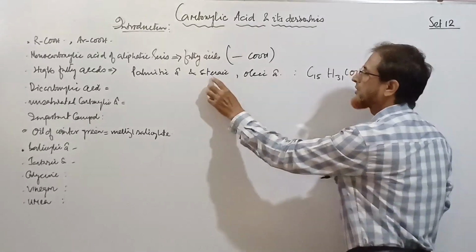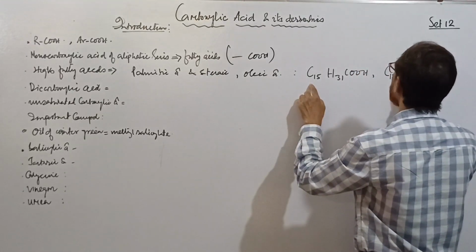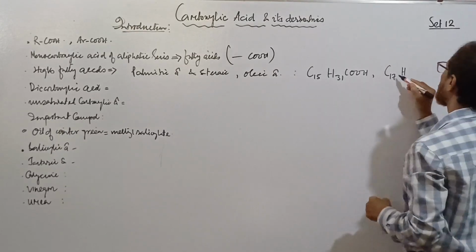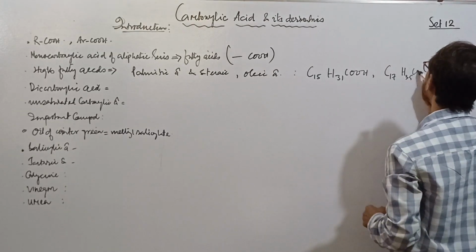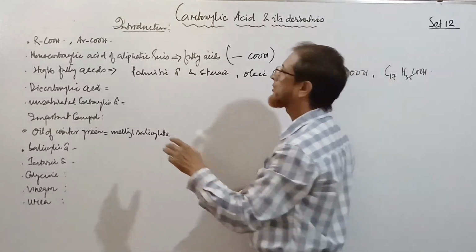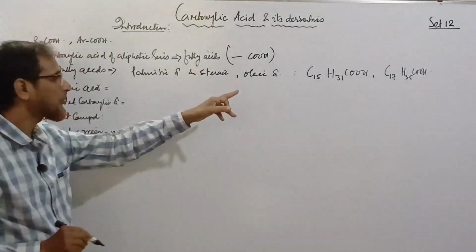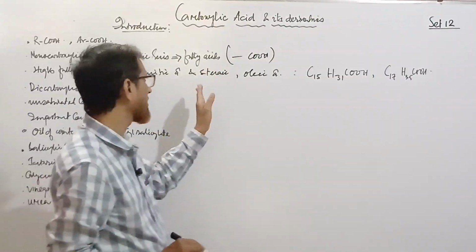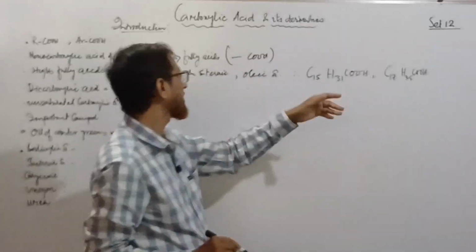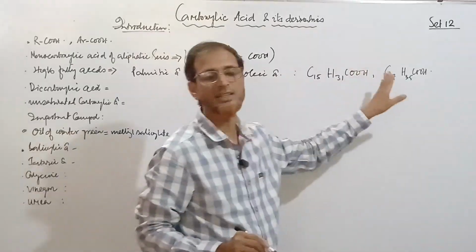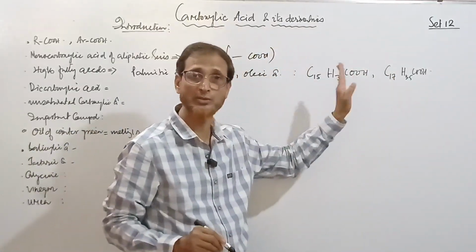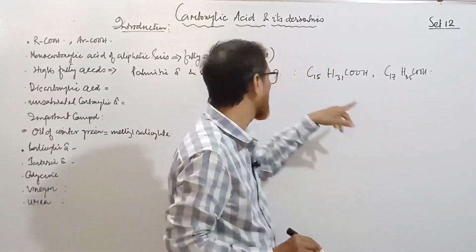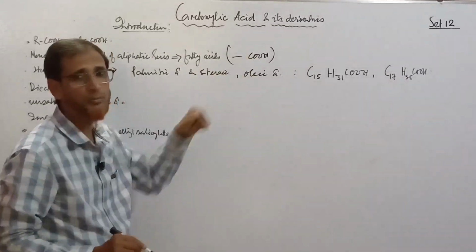And what is stearic acid? It is carbon 17, and hydrogen 2n plus 1, so it is 34 plus 1, 35: C17H35COOH. So these are examples of higher fatty acids. They are monocarboxylic acids with a higher carbon number. Palmitic acid is carbon 15 and stearic acid is carbon 17, with hydrogen 31 and 35 respectively, and one COOH. Fatty acids have one carboxylic acid group.